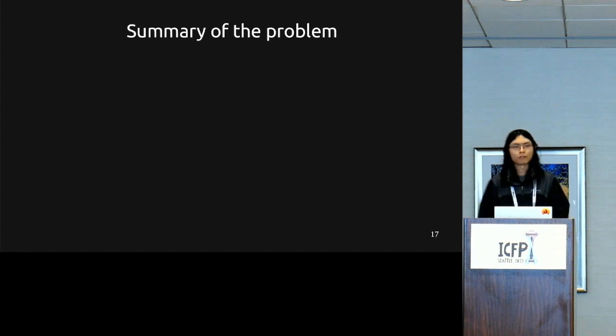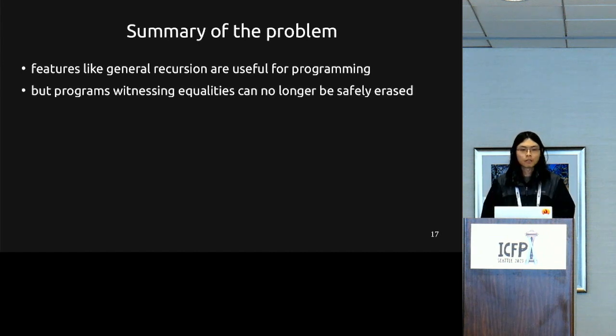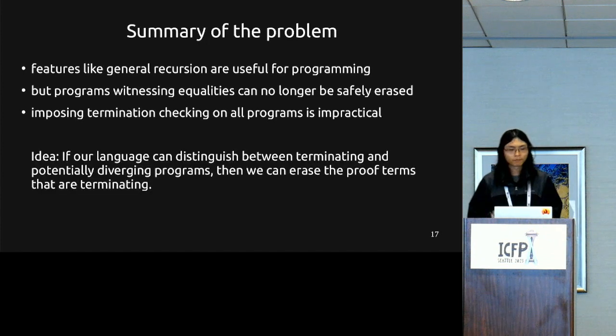Here's a recap of the problem that we're really trying to solve. Features such as general recursion are essential for programming. But now that we can have partial programs witnessing equality types, the equality proofs can no longer be safely erased because they could very well be bogus. And it might be possible to impose termination checking on our programs, but it's not very practical because it takes away the useful programming features that we really need.